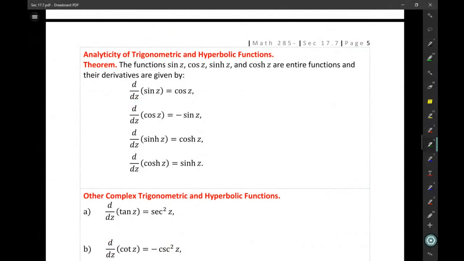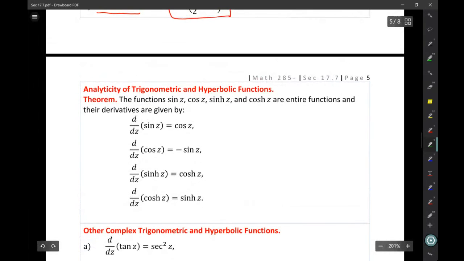Now for the derivatives. The derivative of sine z is equal to cosine z. The derivative of cosine is equal to minus sine z, which is the same as the derivative in calculus. The derivative of sinh is equal to cosh, and the derivative of cosh is equal to sinh.